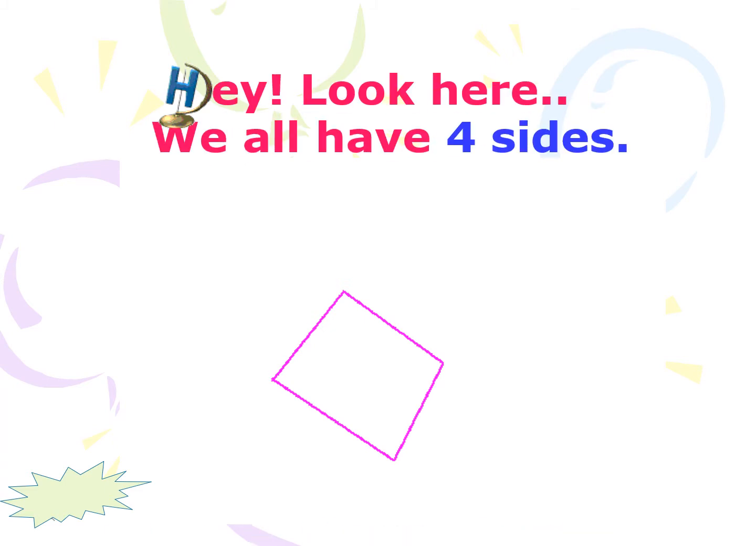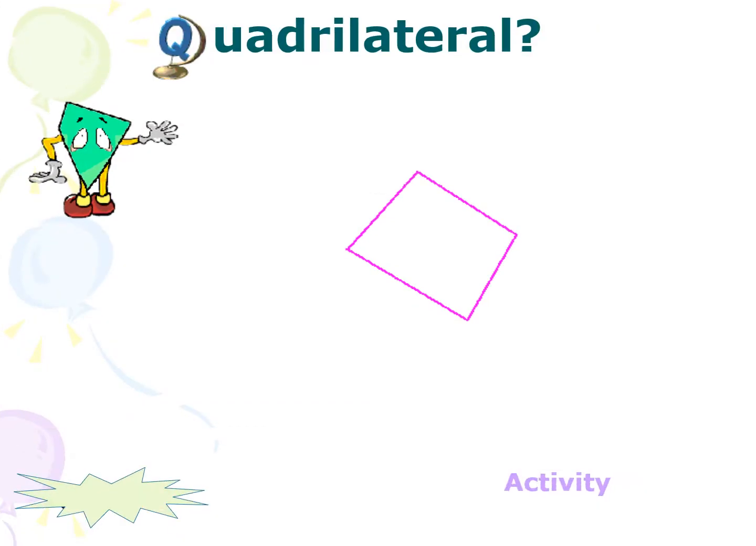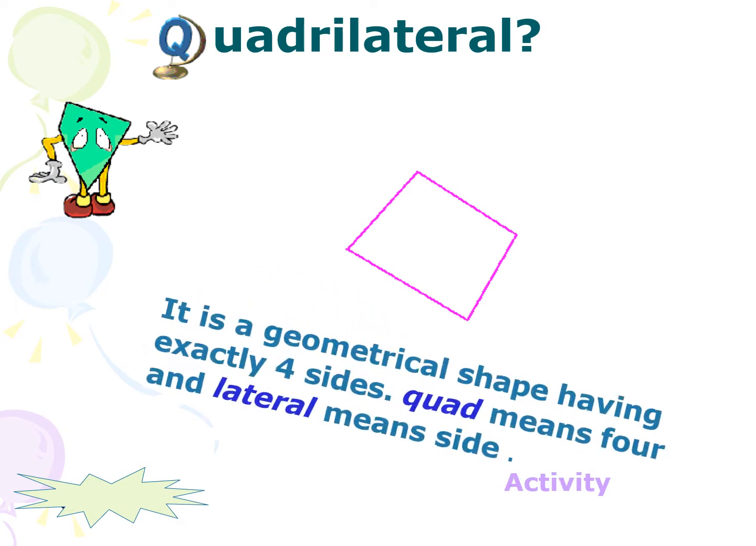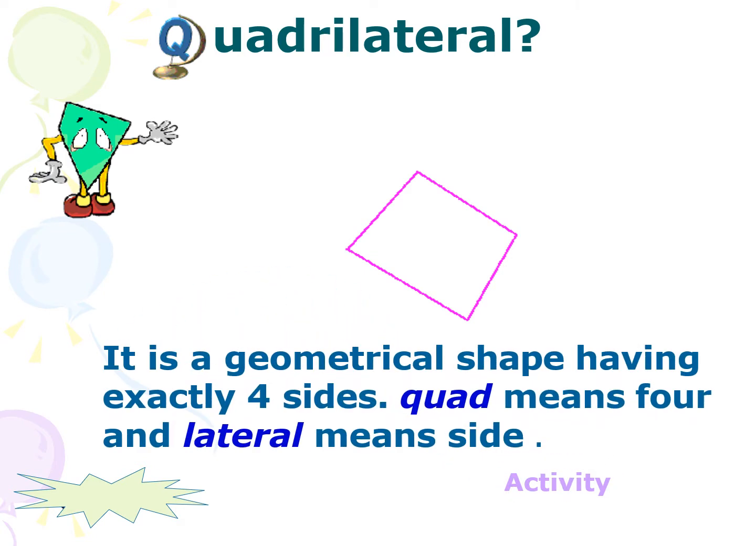So what do you mean by a quadrilateral? Look at this figure. This figure has four sides. So this is a quadrilateral. Any geometrical shape having exactly four sides. Quad means four and lateral means sides. So you can see in this figure there are four sides and four angles. Any closed figure consisting of four sides is known as a quadrilateral.